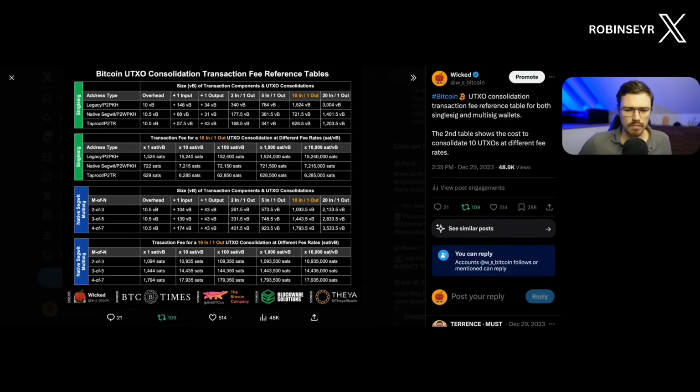When we are considering a 10 in and 1 out consolidation, it's going to require about 1,100 virtual bytes of data for a 2 of 3 multisig. For a single sig, this native SegWit one, it's 720 virtual bytes. So again, it's about 50% more. That's what I was saying, you can just give it a ballpark, 50% more. So multisig is going to cost about 50% more to transact with on average when compared to a single sig.